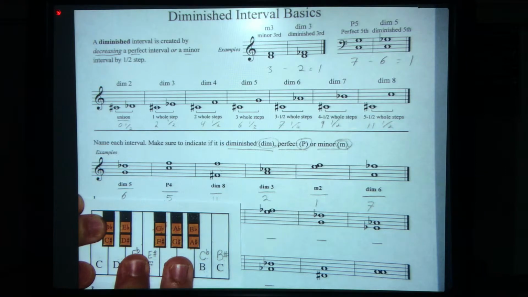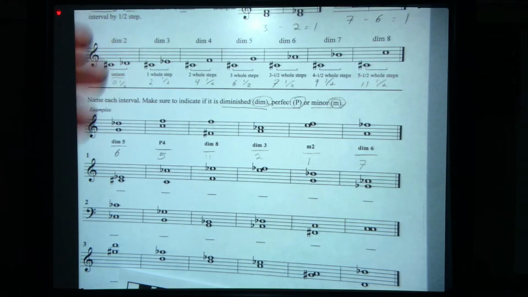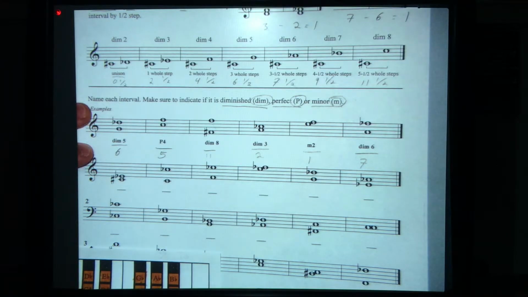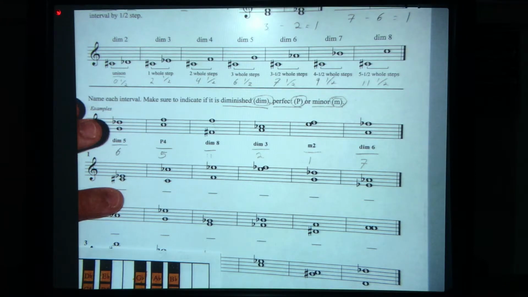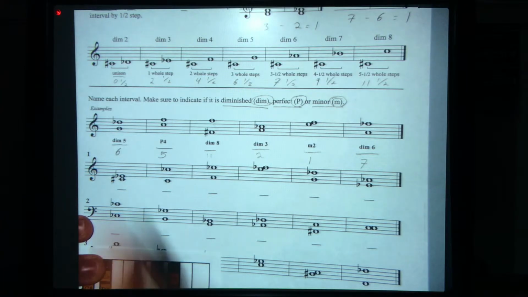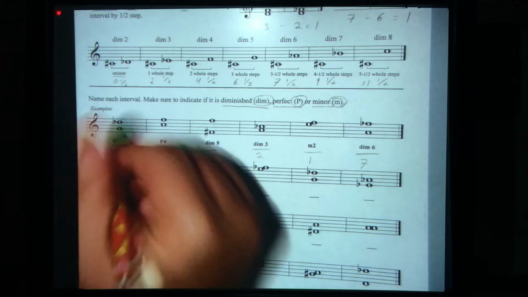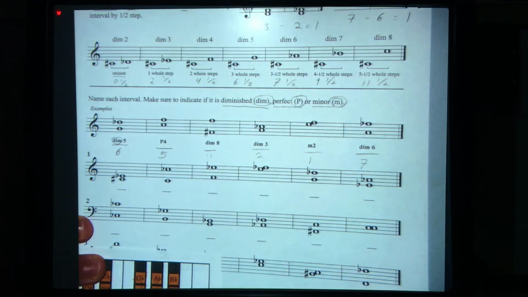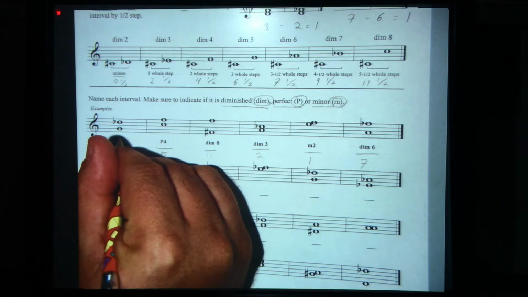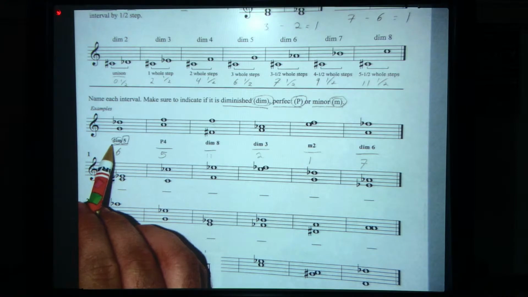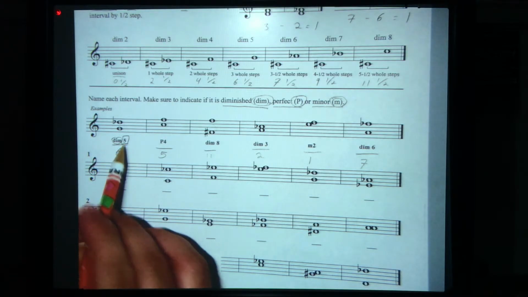Okay, let's break down these first couple of lines here. Remember that I'd like you to write the number of half steps below the note, below this line, and then I'd like you to write the quality and the number of the interval. The quality is diminished, major, minor, perfect, that kind of thing. So this is the quality, and then the number is the one that looks like a number. So remember, the quality comes first, and the number comes second, all the time.